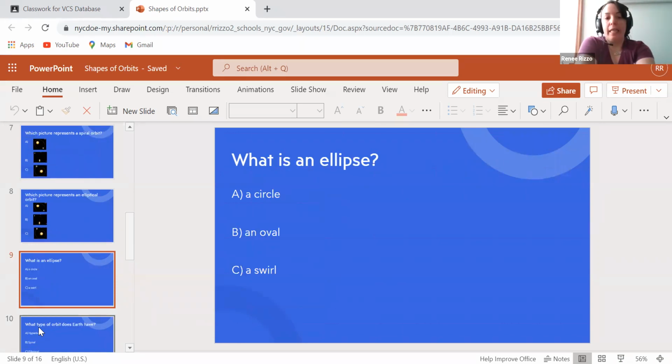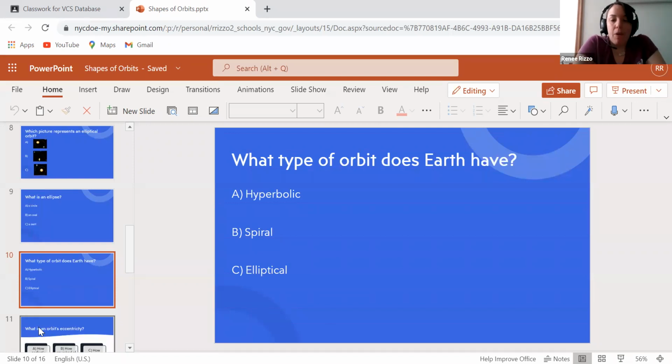So, what is an ellipse? They describe it in the video. I give students three multiple choice options: A, a circle, B, an oval, or C, a swirl. So B, an oval would be your best answer. What type of orbit does Earth have? This is also reviewed in the video. The choices are A, hyperbolic, B, spiral, or C, elliptical, with the correct answer being that Earth has C, an elliptical orbit.